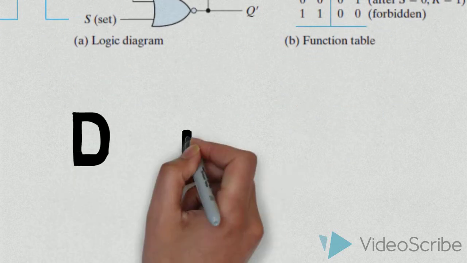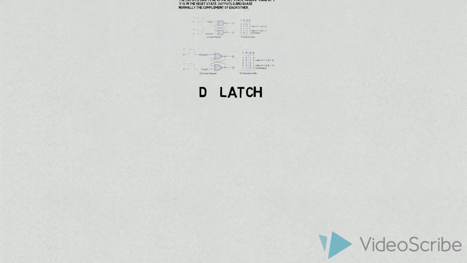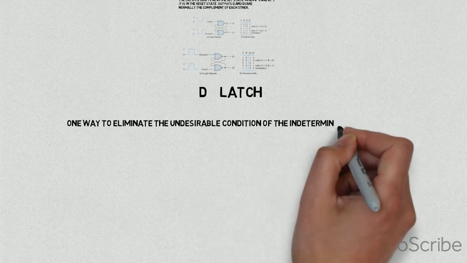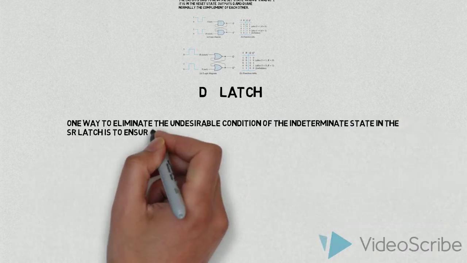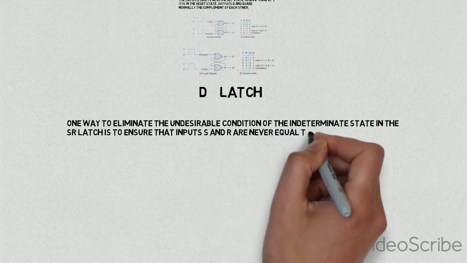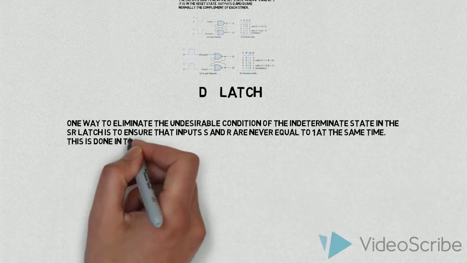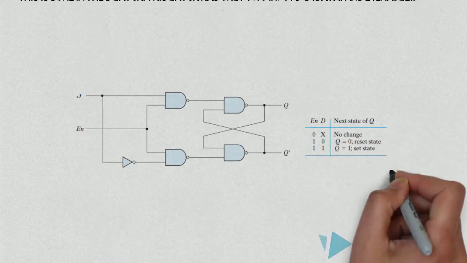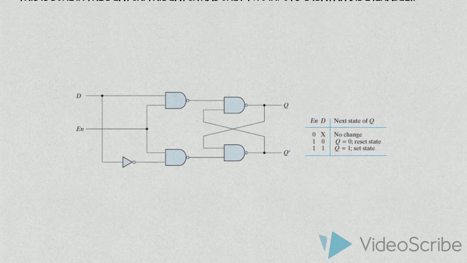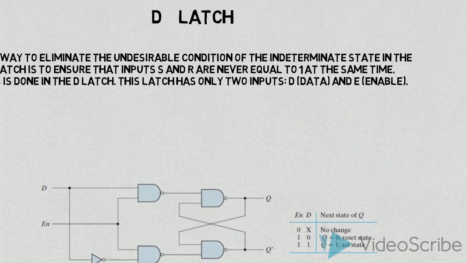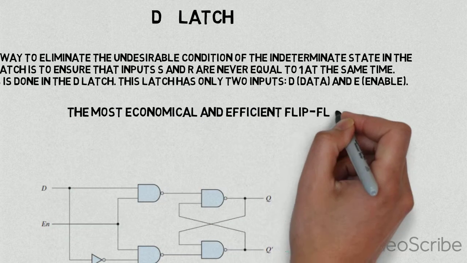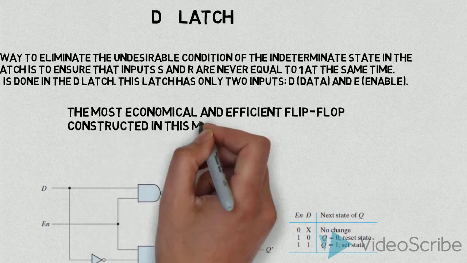So now let's talk about the D latch or the D flip-flop. Well, one way to eliminate the undesirable condition of the indeterminate state in the S-R latch is to ensure that the inputs S and R are never equal to 1 at the same time. This is done in the D latch. This latch has only two inputs, D for data and E for enable. The most economical and efficient flip-flop constructed in this manner is the edge-triggered D flip-flop because it requires the smallest number of gates. So here is an image of the D flip-flop and its behavior.